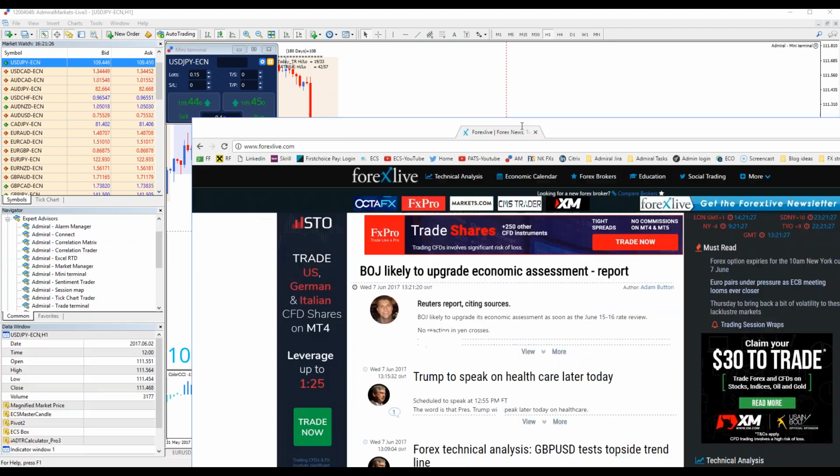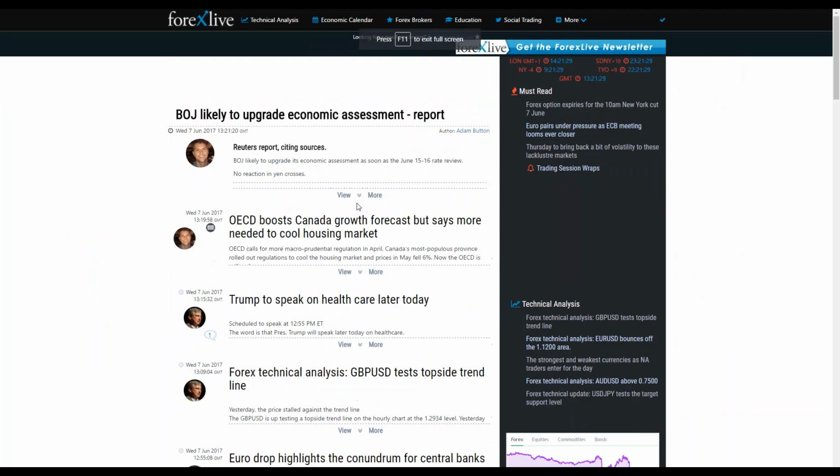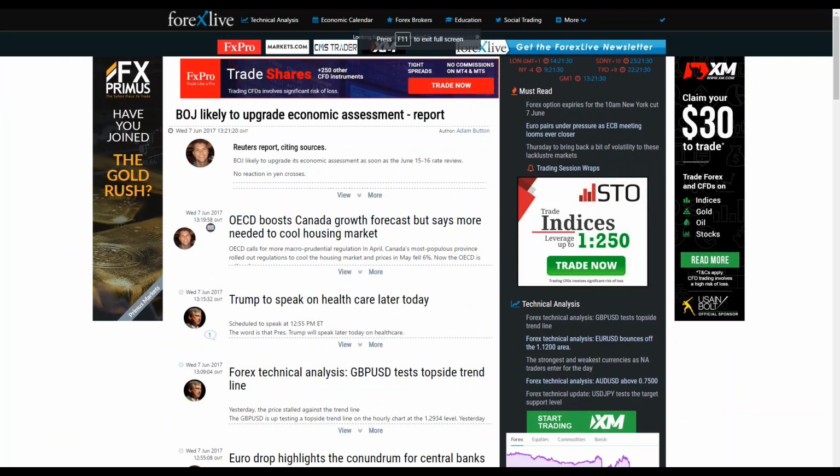And here it is. You see, OECD boosts Canada growth forecast by saying more needed to cool a housing market. So definitely, guys, there are some... Oh, BOJ likely to upgrade its economic assessment. No reaction in yen crosses.